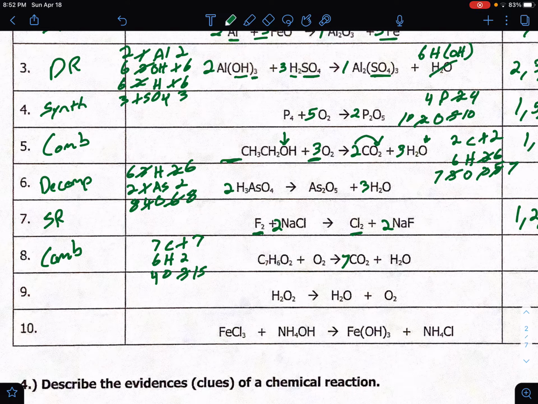I need 6 on the right, so I'm going to put a 3 right here. This changes this. Also change your oxygens again, so just recount your oxygens completely again. I have 7 times 2 is 14, 3 times 1 is 3, so 14 plus 3 gives me 17.